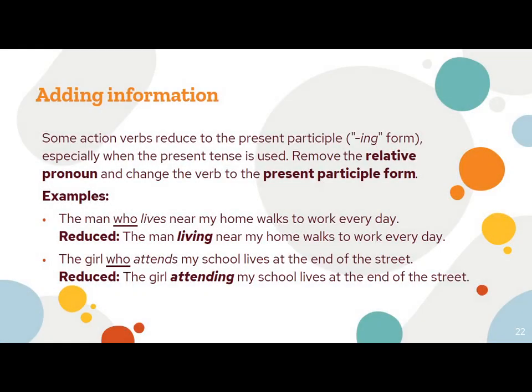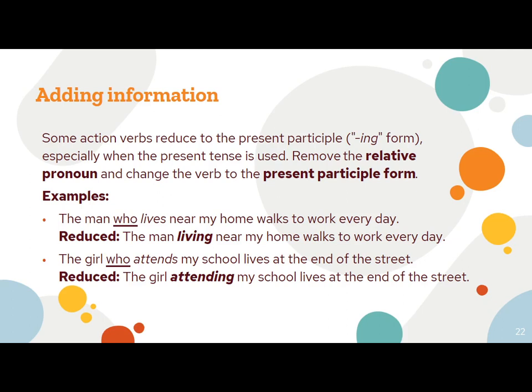Now, what are we going to continue in the following? Some action verbs reduced to the present participle. This is something that maybe we haven't checked before. We normally focus on the past participle. The past participle is like broken, gone, and so on. But the present participle is all of those verbs ending in ing. One thing is the present participle, and something else is the gerund. Gerund is the ing form, but the function is of a noun. The function of a present participle is a verb. And it says to use the present participle, especially when the present tense is used. We normally use this in the present tense.